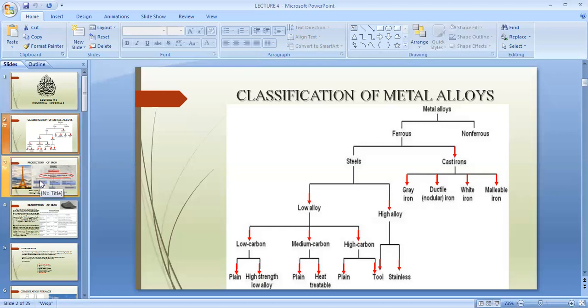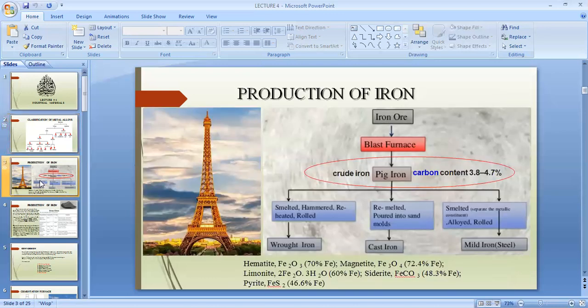Okay, now we go on with the production of iron. Iron occurs naturally in the form of iron ore, and then we have to separate this crude form of iron, which is called pig iron, in a blast furnace, either by a cold working process to get wrought iron, or we have to melt it and pour it into a sand mold in the form of cast iron, or mild iron, or steel in the form of alloy. Iron is available in the form of hematite, magnetite, limonite, siderite or pyrites.